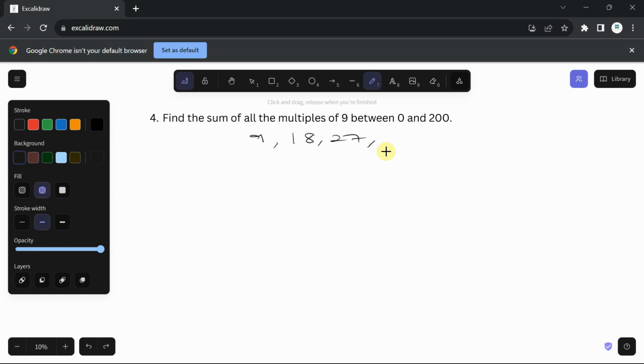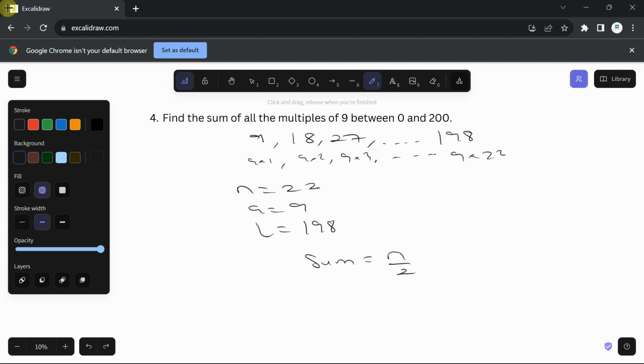So I know that the last value here is going to be 198. I can use our formula. And if we also look at something, when we did 200 divided by 9, it gave us 22. It means that at the end of the day, this is 9 times 1, 9 times 2, 9 times 3, and so on, up to 9 times 22. So we're going to have 22 terms inside here, 9 times 1 up to 9 times 22. So our n is going to be 22, our a is 9, and our last term is 198.